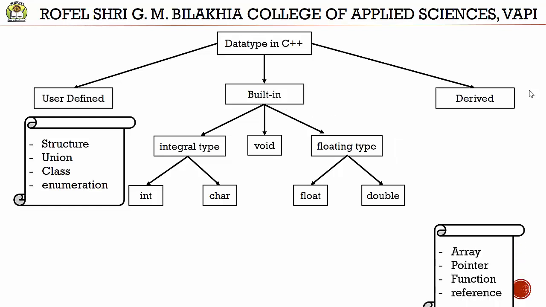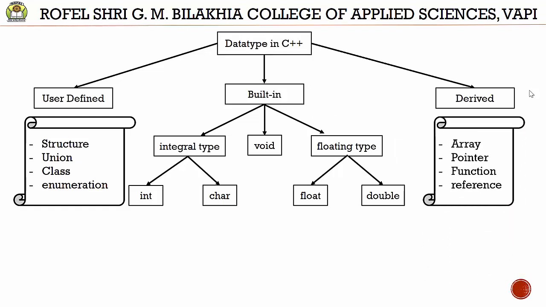So the next category is derived data type. Now what do you mean by derived data type? Data types that are derived from the inbuilt data types are known as derived types. The inbuilt data types are like integer, character, float, double; we have derived something from them, so that data type is known as derived data type.